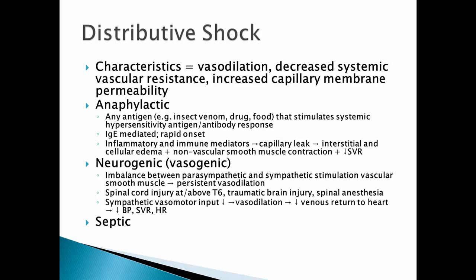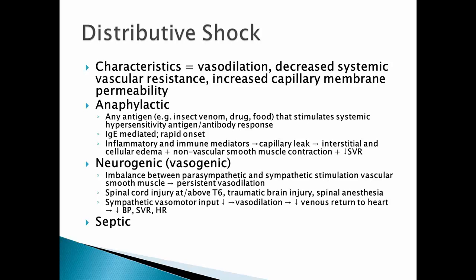A fourth type of shock is distributive shock. Distributive shock is characterized pathophysiologically by vasodilation, decreased systemic vascular resistance, and that's different from what we looked at before, and an increase in the capillary membrane permeability. And there are three general types of distributive shock that we usually talk about: anaphylactic, neurogenic or vasogenic, and septic. With a distributive shock, the heart is pumping well, but there is significant peripheral vasodilation.